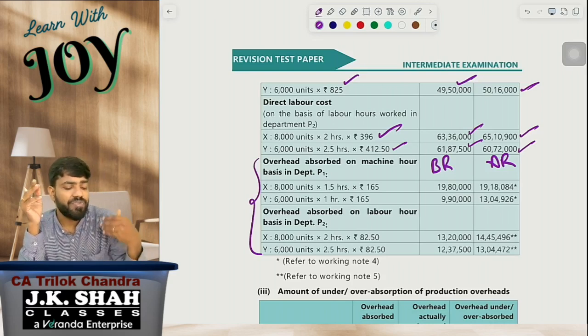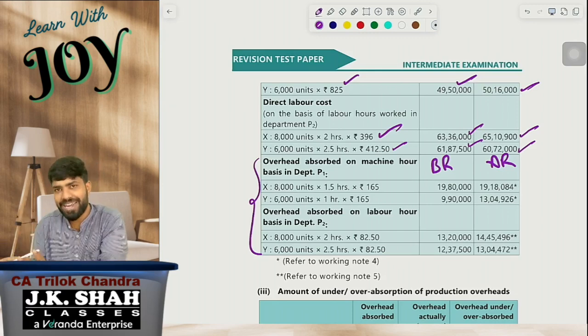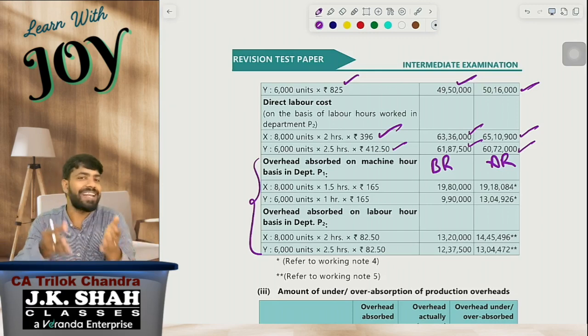And then the actual hours are given. Look at there: actual hours worked for production. X department P1 12,200, Y department 8,300. If you make a total, you will get 20,500 machine hours. Labor hours: product X 16,400, product Y 14,800. If you make a total, 31,200. We know the actual hours, we know the actual overheads, calculate the actual rate.